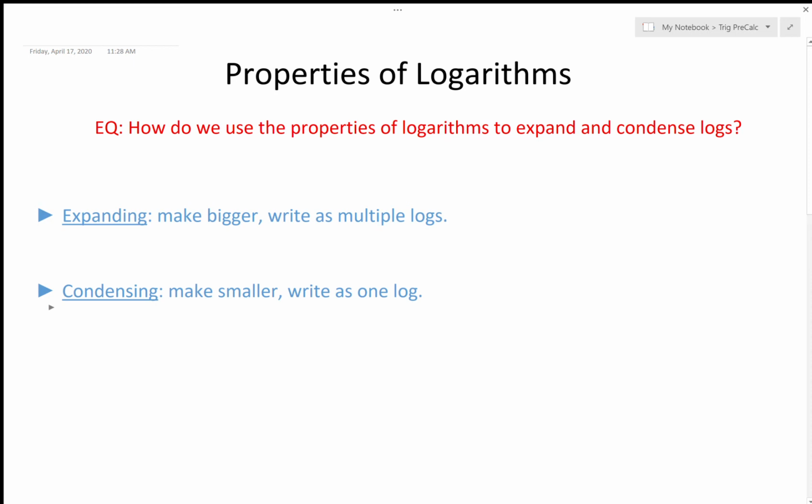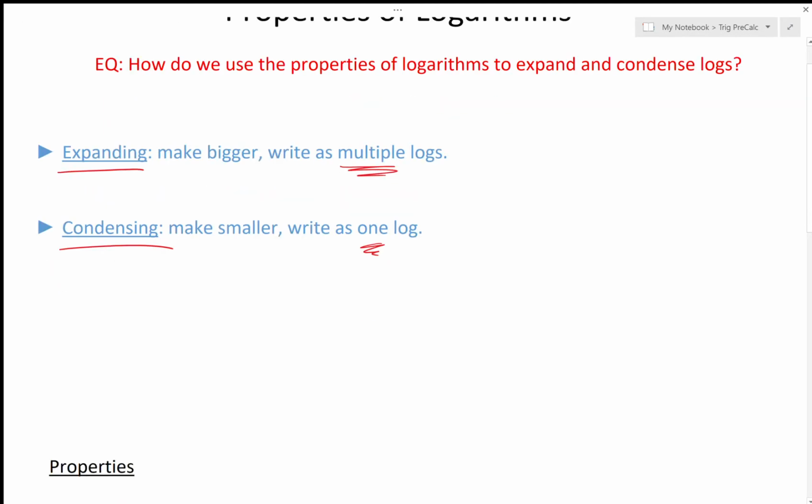Today's lesson looks at the properties of logarithms, so it should be a little review from our IM3 days. We're looking at expanding and condensing logarithms. Expanding takes our values, makes them bigger, and writes them as multiple logs, while condensing makes our terms smaller, condensing it down into one log. And there's a couple properties that we can use here.